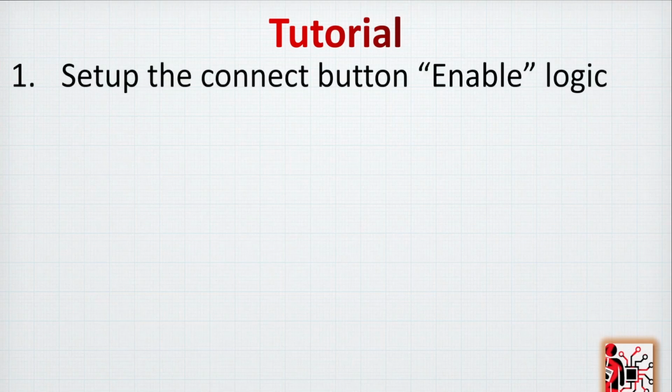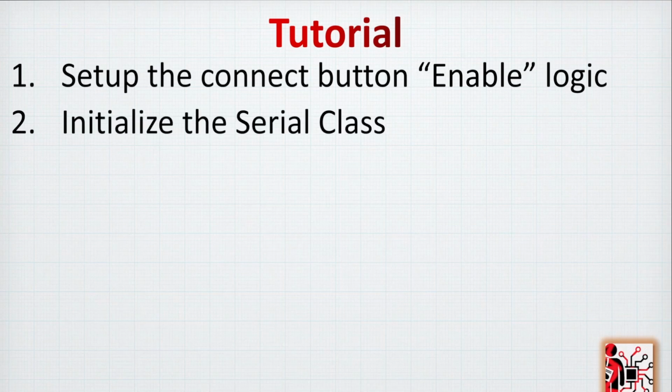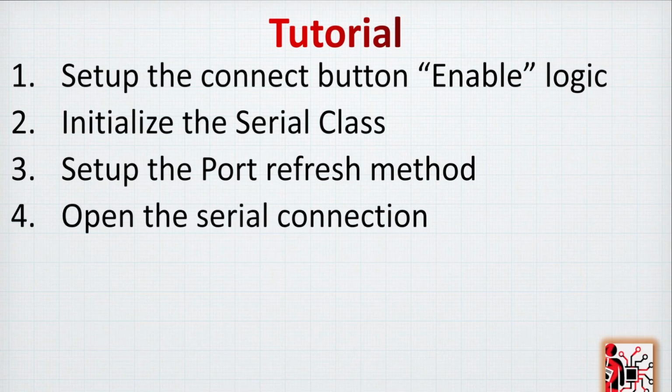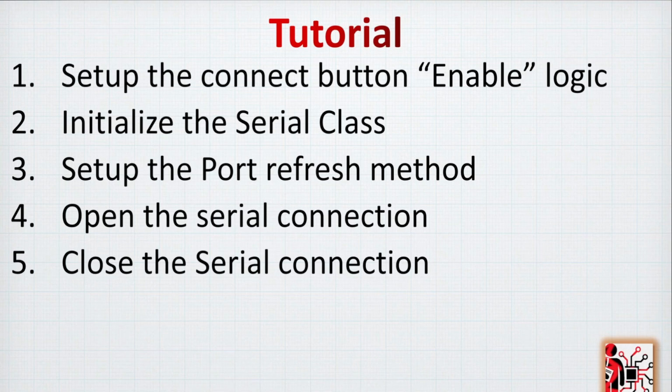For the tutorial, first of all, we need to start by enabling the connection button, and there's some logic that we stopped at in the previous video. Then we are going to initialize the serial class because, as I said, this code will be based mainly on classes to keep the maintainability and also the modularity of the code. After that, we are going to set up the refresh, using the serial code to get the list of ports available. After that, opening the serial connection and finally closing the connection.